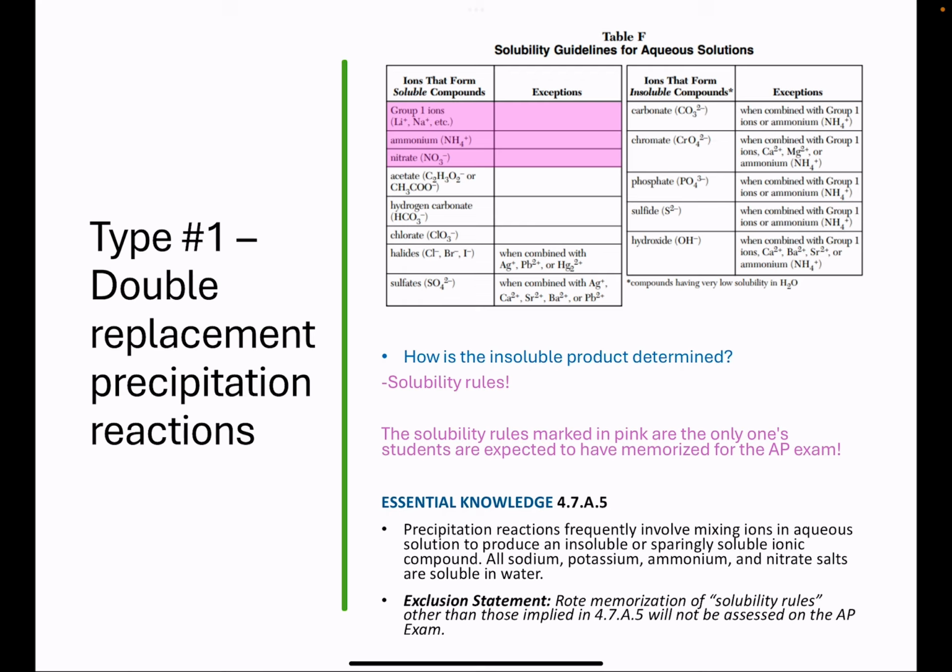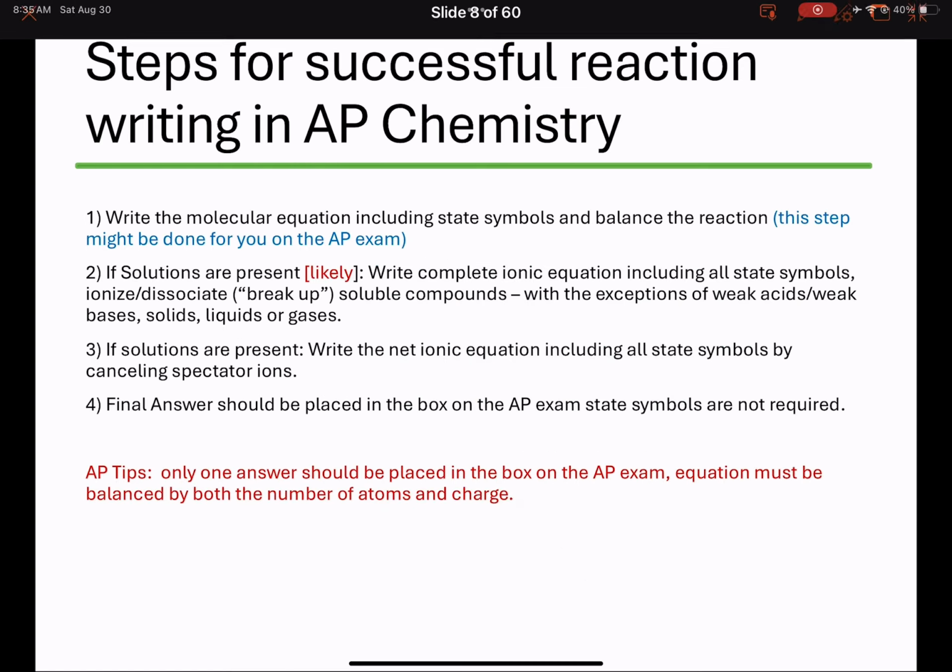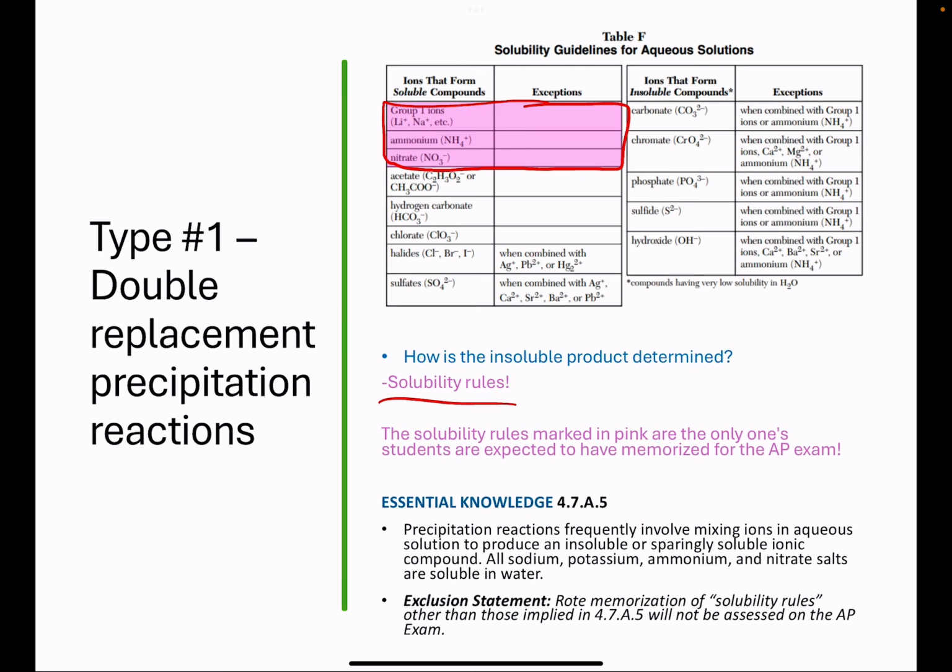So one of the things you need to know is the solubility rules. The only ones in the pink, so this is Table F from your book, but only the ones in the pink are really the ones that you need to focus on. Those are the ones that are going to be completely dissolved in water every time. So if we see those, we can automatically assume that they are dissolving in water. Those are going to be our group 1 ions: lithium, sodium, potassium.